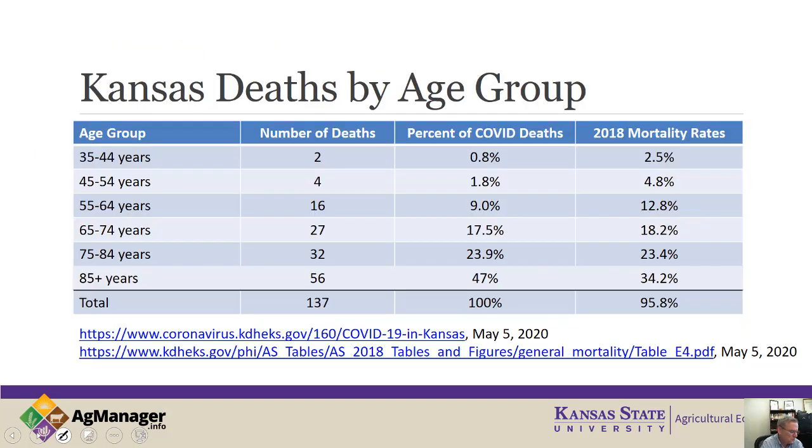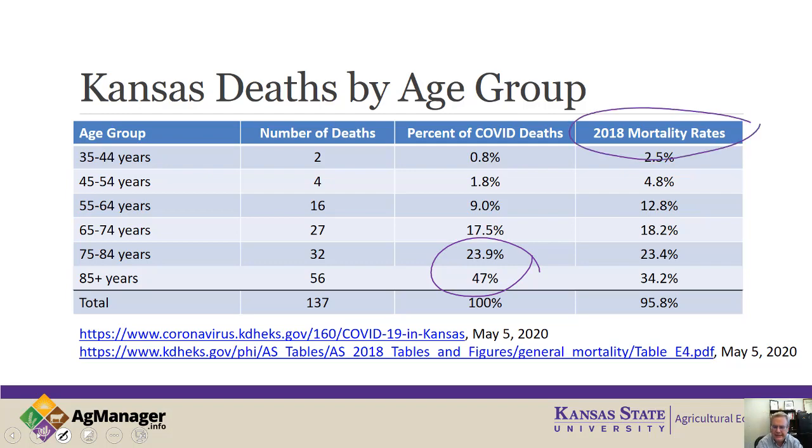The other thing I think is pretty important to think about is where we've seen the deaths by age group. I went to the Kansas Department of Health and Environment to look at the information in terms of where the deaths have been, and this information was pulled as of May 5. Looking at this, you can see that most of the deaths, if you add those two numbers together, roughly 70% of the deaths are in the 85 plus years range.